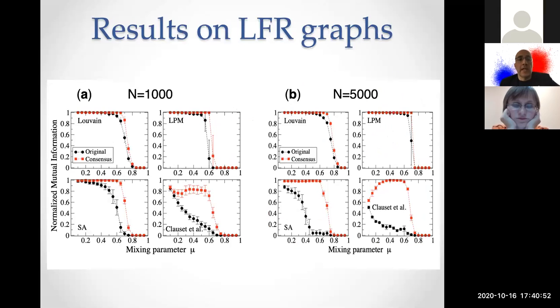So we use this thing, and we produce diagrams like this one. Mu, this parameter that tells you how separated the clusters are, is on the x-axis. On the y-axis, you have the score that tells you how similar your result is to the planted partition, to the natural partition of the system.